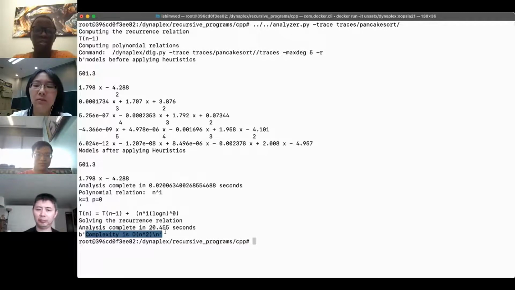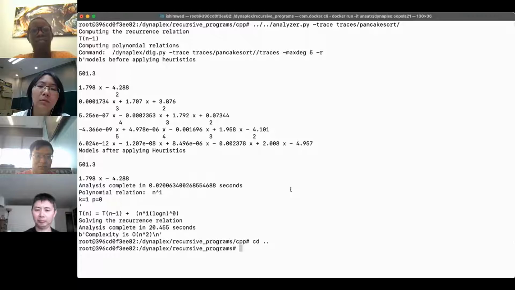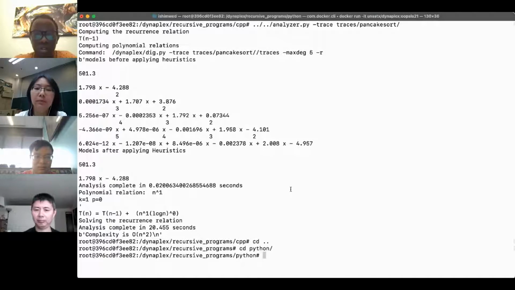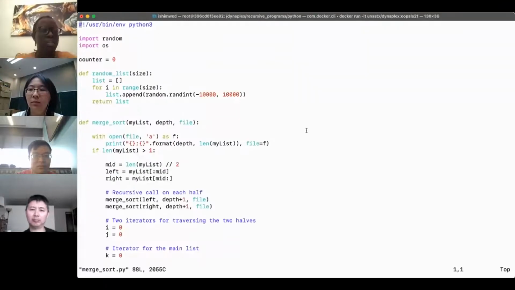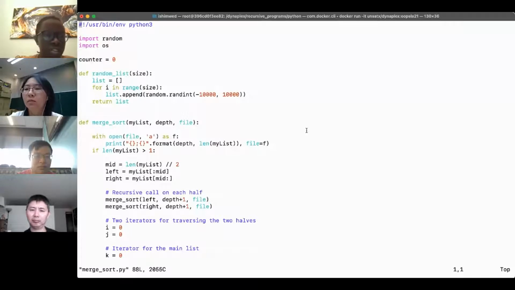So as I said, Dynaplex is language agnostic. So we also have other programs written in different languages. For example, if I can show one example using Python, let's see, merge sort. In this case, we don't have a library to instrument all of the languages possible, but I will use this example to show how the instrumentation is done manually.